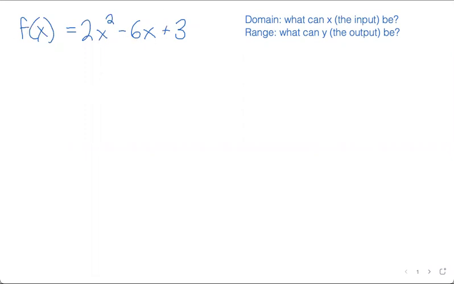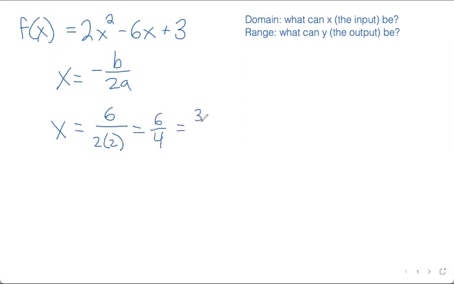F of X equals 2X squared minus 6X plus 3. We have a few ways to evaluate this now, but since it's in standard form, the quickest way to find the vertex that we know now is using X equals negative B over 2A. And so we can do X equals negative, so B is negative 6, so negative B is 6 over 2 times 2, which is 4, so 6/4, so 3/2. Okay, we know the vertex occurs at X equals 3/2.